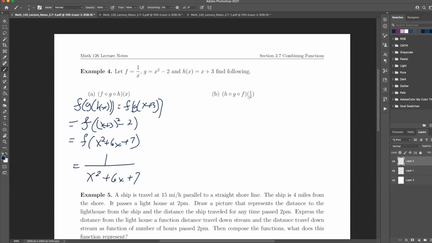All right. So here, if I wanted to do this composition at a half, what I would do is work it backwards. So h of g of f of a half. Instead of actually computing this all out, I just find what f of a half is. Well, f of a half is 1 over 1 over 2, which is just 2, right? So f of a half evaluates to be 2, so I just plug in 2. Well, what's g of 2? g of 2 is 2 squared minus 2, so that evaluates to be 2. So h of 2, because g of 2 evaluates to be 2, and h of 2 evaluates to be 5.